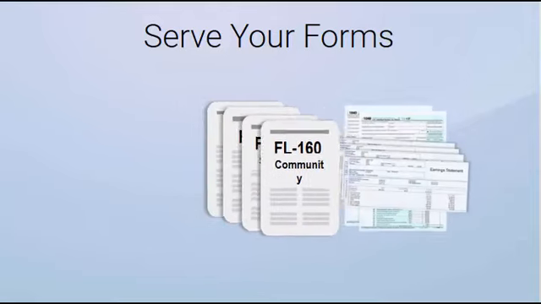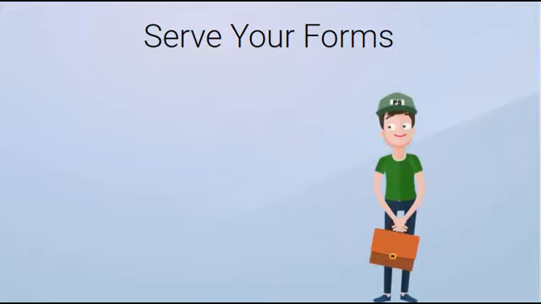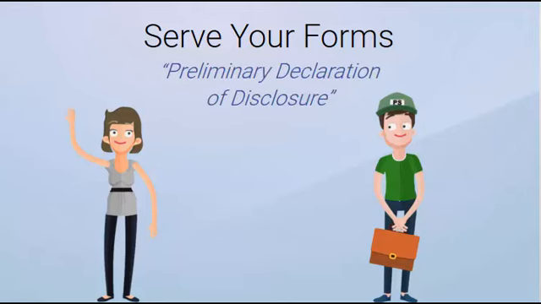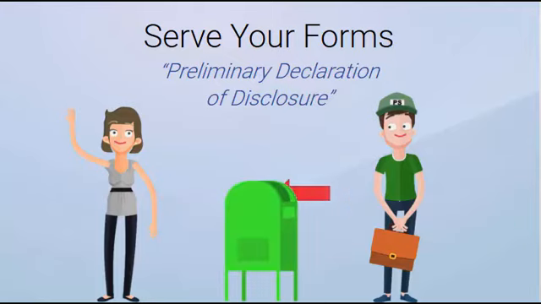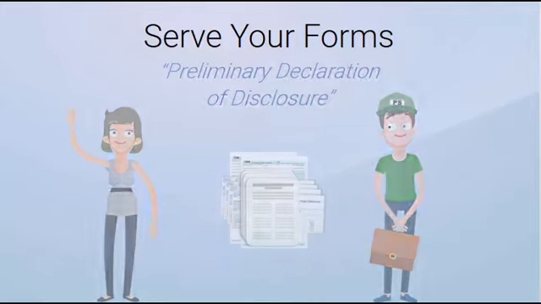Now that your forms have been professionally reviewed, you will need to have someone else serve your spouse or domestic partner with your preliminary declaration of disclosure. Have a person 18 years or older who is not a party in the case hand deliver or mail a copy of all your forms with pay stubs and tax returns attached to your spouse or domestic partner.